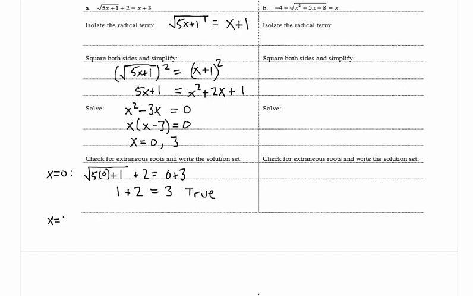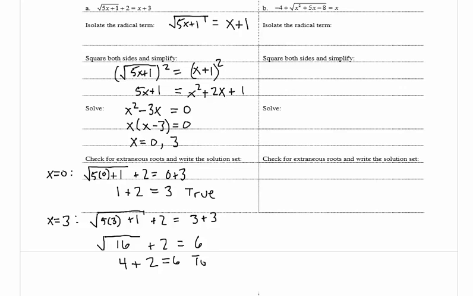And for x is equal to 3, we have the square root of 5 times 3 plus 1 plus 2 is equal to 3 plus 3. And now we have 15 plus 1 is 16, plus 2 is equal to 3 plus 3 is 6. The square root of 16 is equal to 4, and 4 plus 2 does equal 6. So this is also true. So our solution set is 0 and 3.